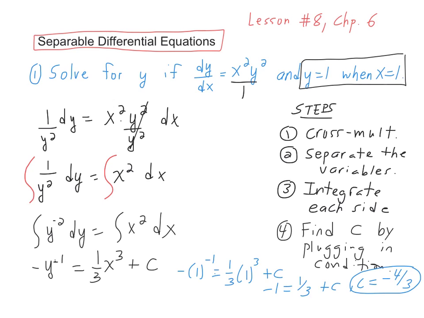So I'm just going to go up here. Step 5 would be to solve for y. That's our final step. This is where we're going to get y alone. So let me go up here where I have a little bit of room.